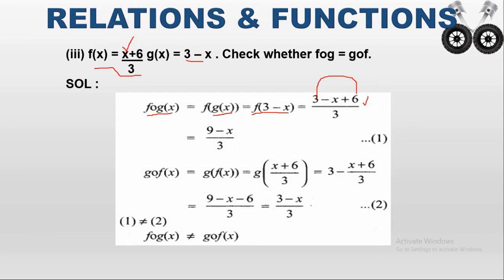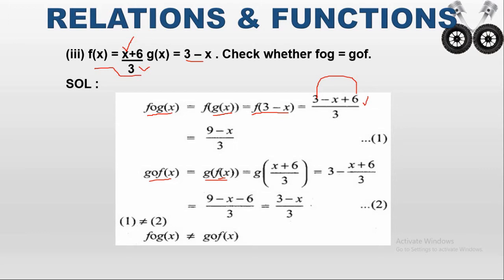Next we have to write the G composition f of x. G composition f of x can be written as G of f of x. First you have to substitute the value for f of x. The f of x value is x plus 6 divided by 3. So it can be written as G of x plus 6 divided by 3.